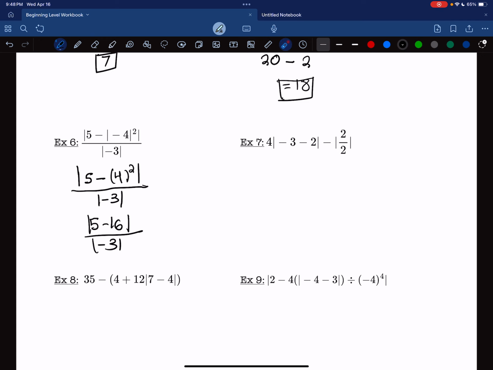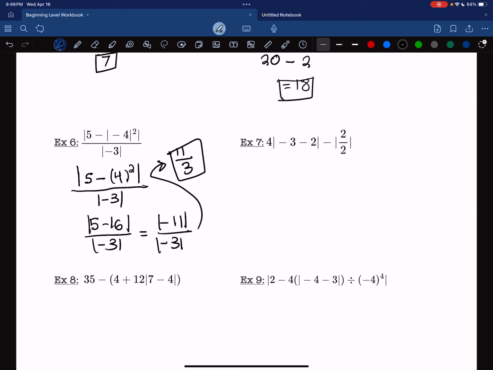And then from here, 5 minus 16, that is going to be negative 11. Absolute value of negative 11, over the absolute value of negative 3. So absolute value of negative 11, that is 11. And the absolute value of negative 3 is 3. And that's our final answer.